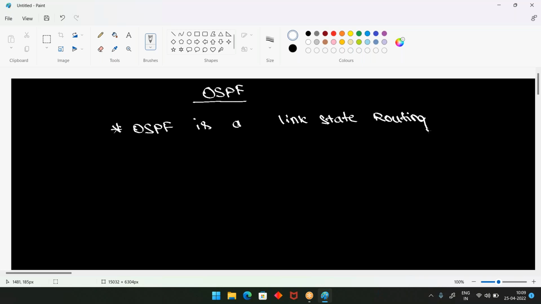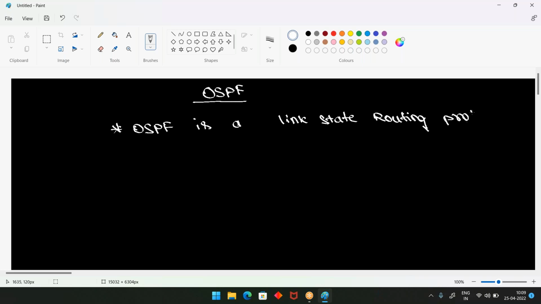In the OSPF classes, we can discuss one point here. What is that point? OSPF is a link state routing protocol. What does that mean?